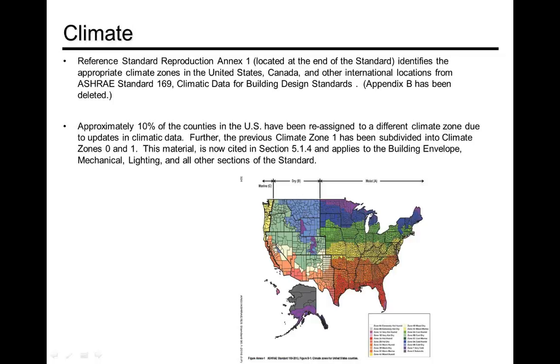And all of those tables then had to be basically reconstituted so that we made sure that all of the weather data for all of the sections, the mechanical, lighting, and envelope, clearly identified these weather zones. And this material is now normatively cited in section 5.1.4. Next slide.